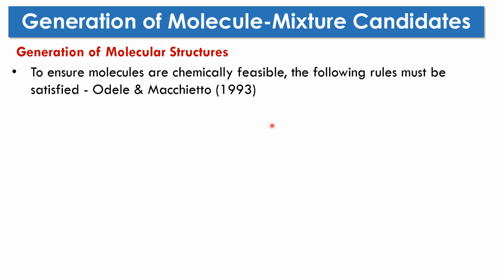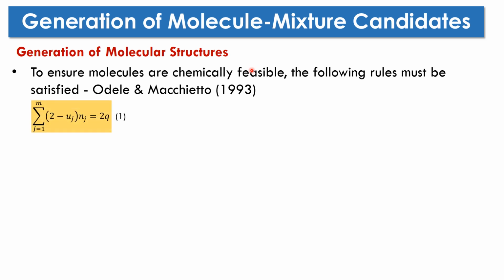Okay, so in order to ensure molecules which are chemically feasible, the following rules must be satisfied, and this rule is by Odell and Macchietto, 1993. At the end of the video, I will provide the list of the references that you can refer to if you need to know more detail.